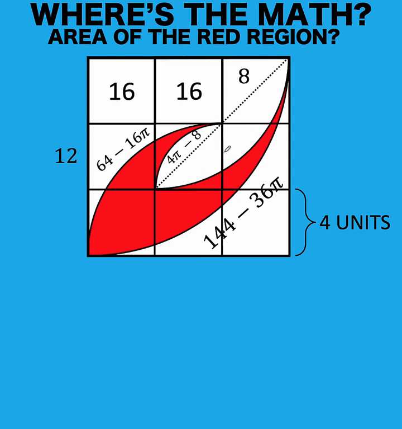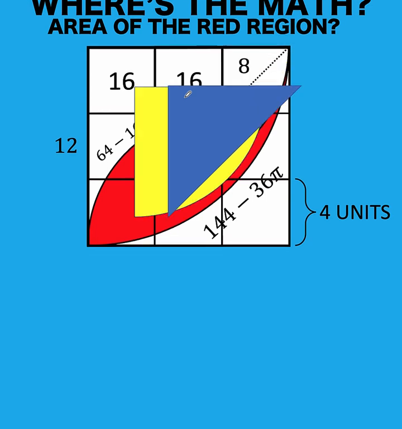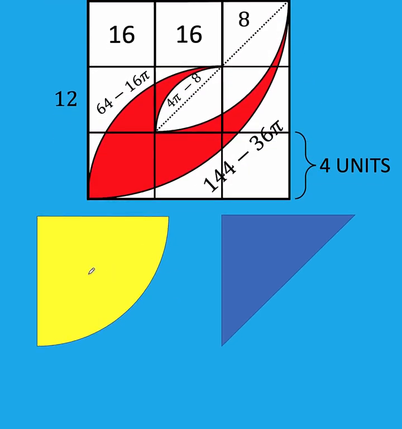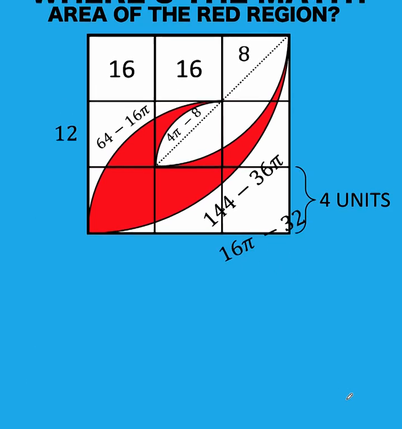And finally, we still have one region here that we need to find the area of. That is composed of this quarter circle minus this right triangle. To find its area, the area of the quarter circle is 1/4 pi 8 squared, because the radius of this quarter circle is 8 units. And the area of this right triangle is 1/2 base times height, where the base and the height are both 8 units. Simplifying, this gives us 16 pi minus 32. And let's remember that result.